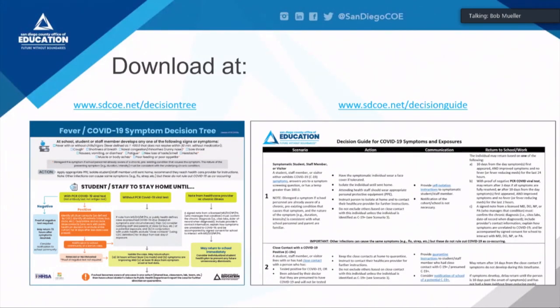So both the decision tree and the decision guide are available at these websites. As I said, the decision guide is probably a tool that your school nurse is going to find really useful. It's a quick reference guide for immediate decisions. For that more complete guidance that includes communication and follow-up, the decision guide is the document that you want to use. You can see the decision guide has hyperlinks throughout. That's to help save you time finding templates and instructions.